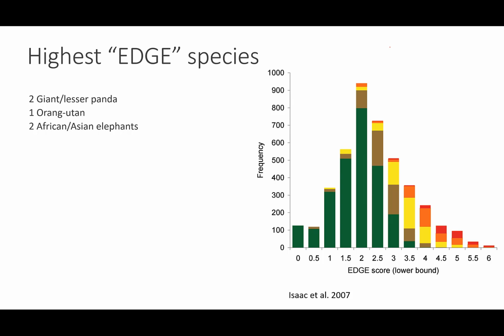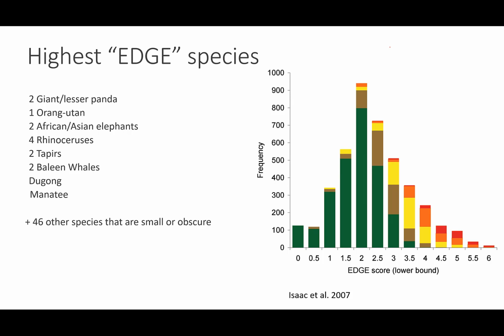We've got the orangutan, which always makes this list. We've got 2 elephants, which are both the African and Asian elephants, 4 different rhinoceros species, 2 tapir species, 2 baleen whales, the dugong, and then a manatee. There are multiple manatee species, but one of them made the list. So these made the top 100 EDGE score list, but what was also found was that there were 46 amongst the 100 other species that are small, obscure, lesser well-known species that made the 100 EDGE list.